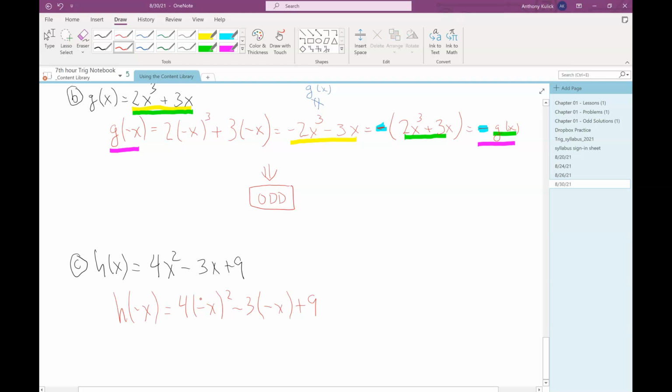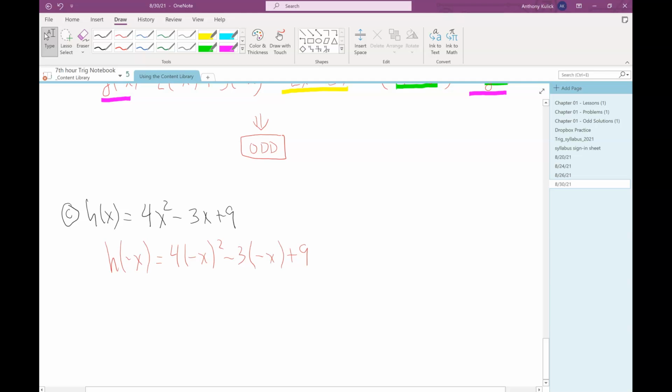Everybody good there? Okay, so let's simplify. Negative x times negative x is positive x squared. So the first one is 4x squared. Negative 3 times negative x is positive 3x. And then the plus 9 just stays the same. Everybody so far so good?